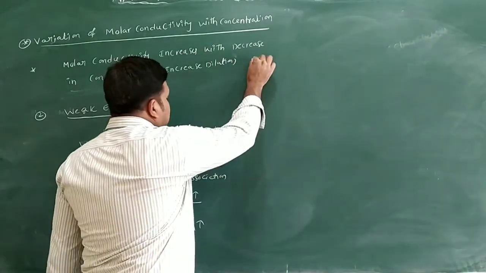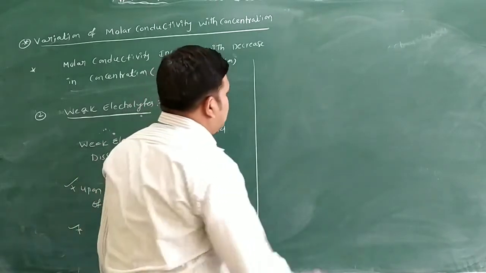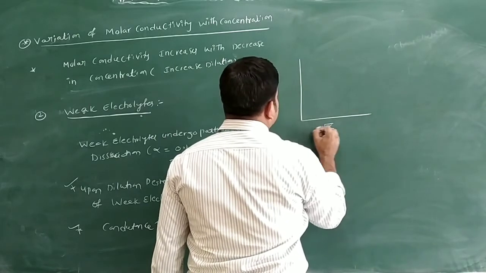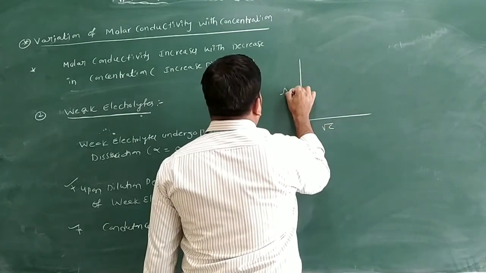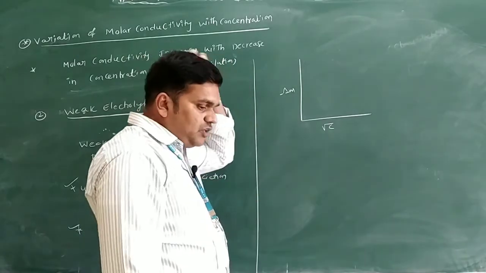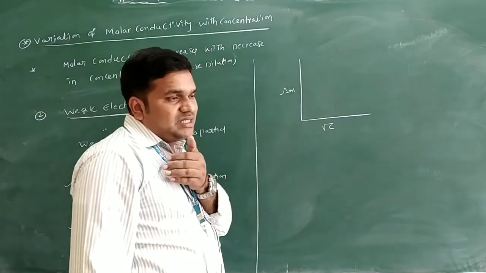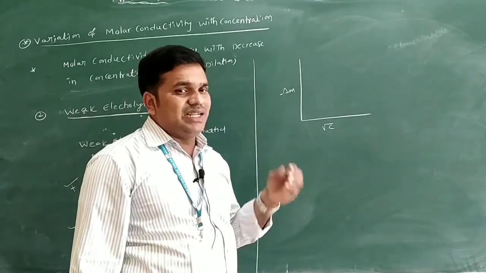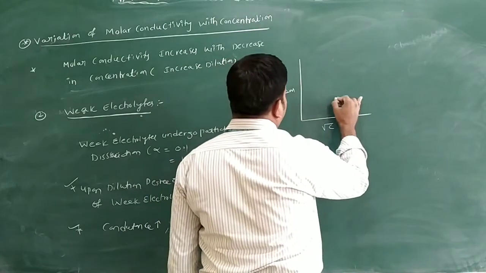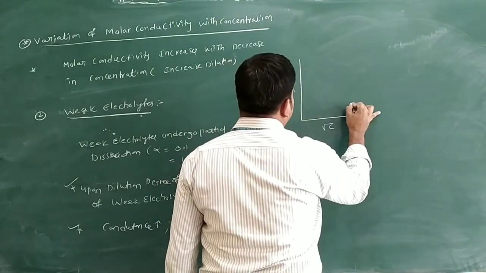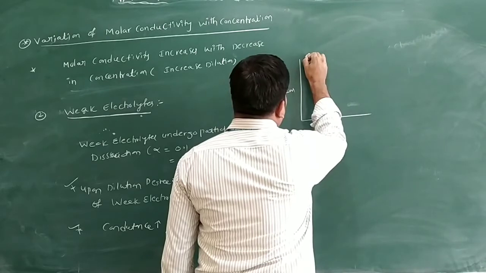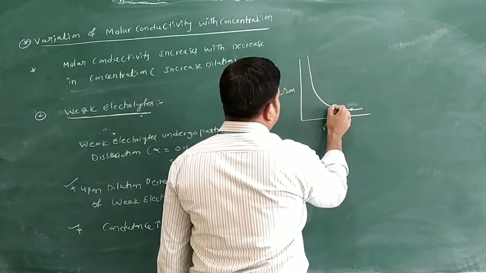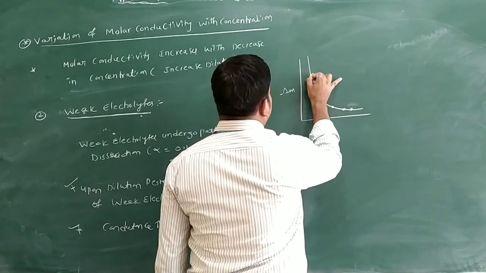So we want to draw the graph for weak electrolytes. We take root C, the concentration, versus molar conductivity. Generally, concentration increases with dilution, but in the case of a weak electrolyte, it increases. So we will take the concentration like this. You get a rectangular hyperbola graph like this, and at this point molar conductivity increases like this, the conductance increases like this.